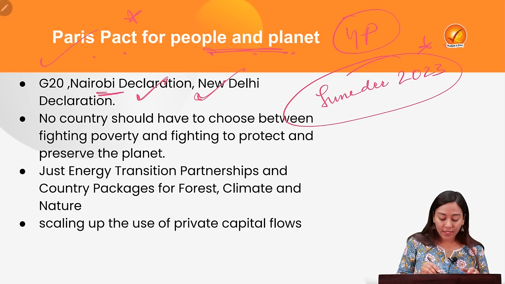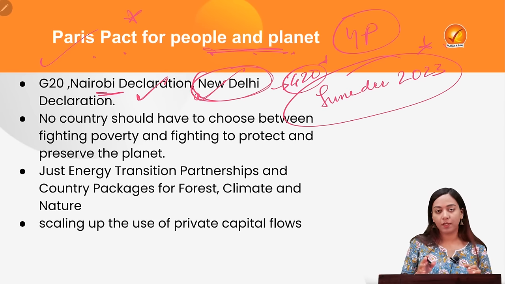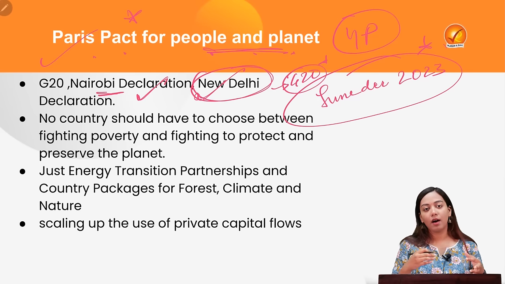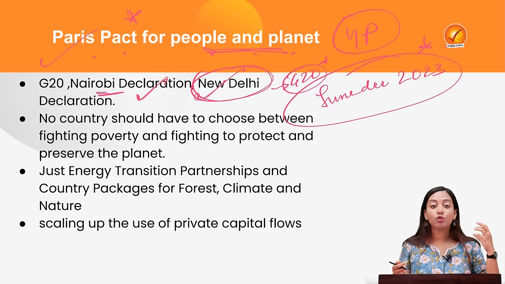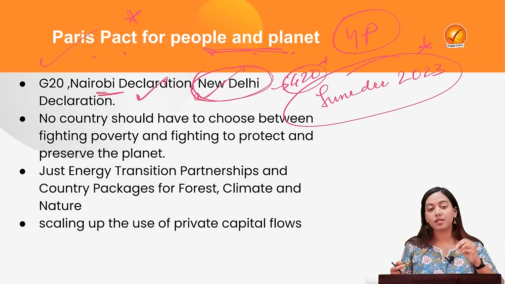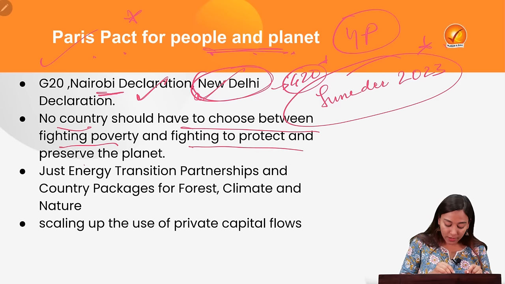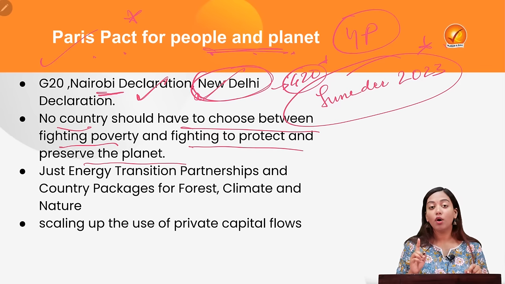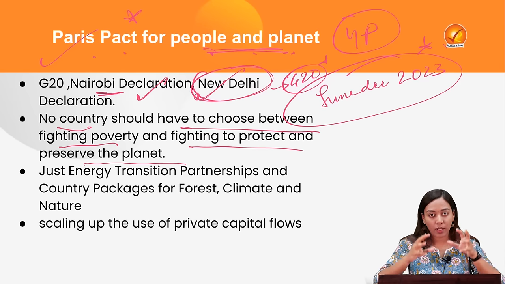And then the New Delhi Declaration, where the G20 summit was conducted, also called for the same thing. So what is this Paris Pact, which is being iterated time and again by multiple pacts and multiple declarations? This is basically the most important thing that we need today. It has certain principles which say that no country should have to choose between fighting poverty and fighting to protect and preserve the planet. So poverty, planet and people should be taken care of together.